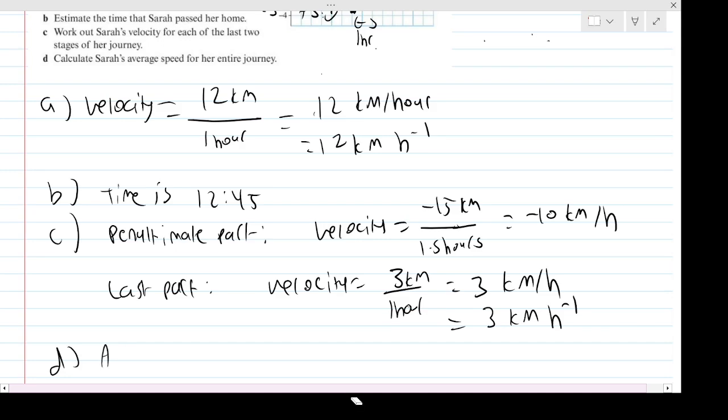And then part D, finally, it says calculate Sarah's average speed for her entire journey. So the average speed is going to be the total distance over total time. So distance now, not displacement.